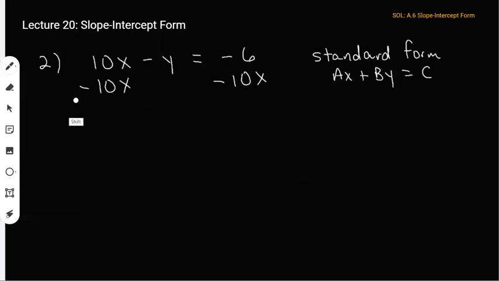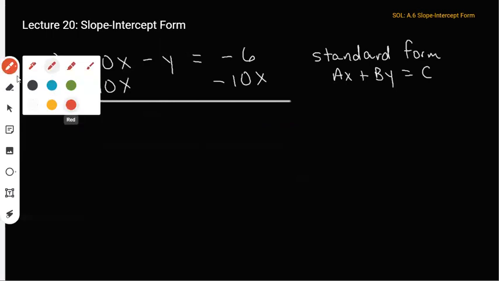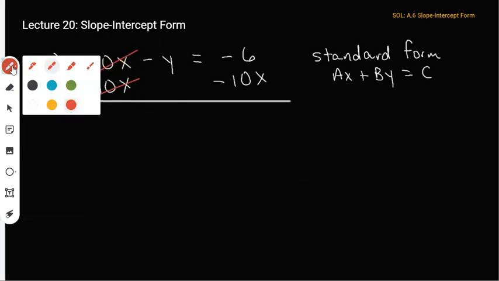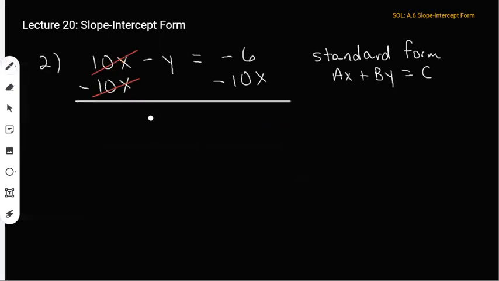So I'm going to subtract 10x from both sides. What that's going to do is it's going to get rid of the 10x on the left-hand side. So these two terms are going to cross out, only leaving me with a negative y. And then on the other side, I always write the x term first. So I'm going to have negative 10x minus 6.